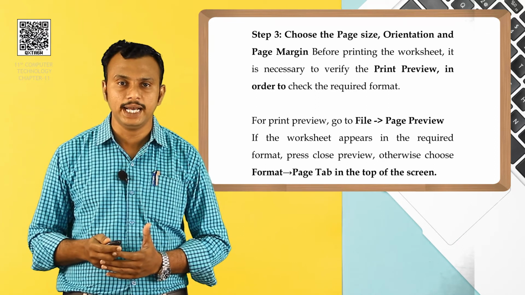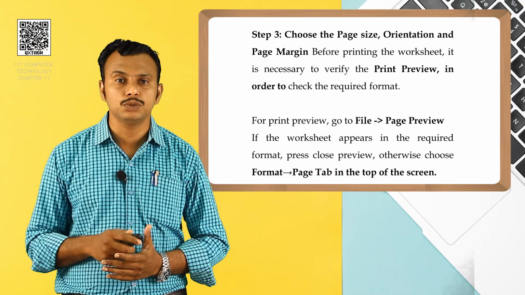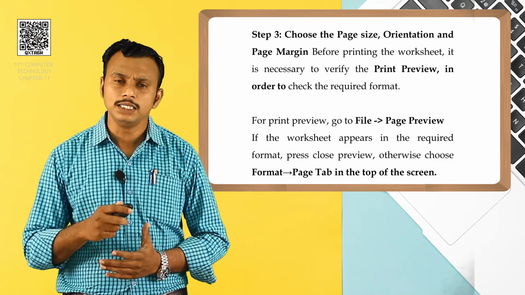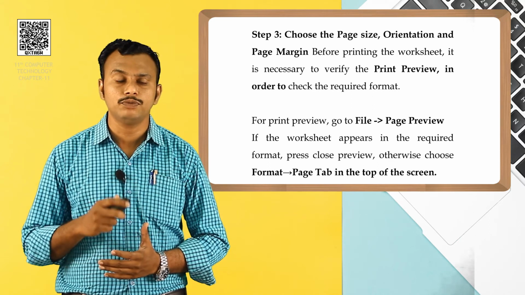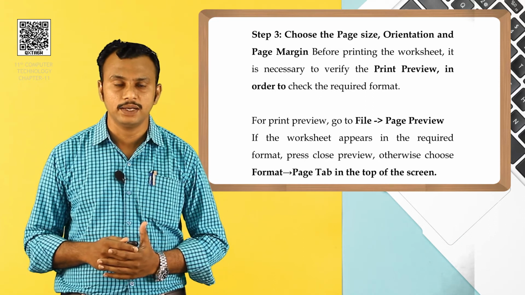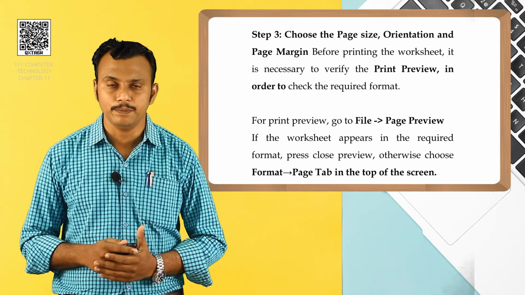We can call it the page size. Whatever size you need, you can choose, and then you want to select the orientation. What is meant by orientation? The paper can be of two types. Two types of orientations are there. One is called portrait and the other is called landscape.